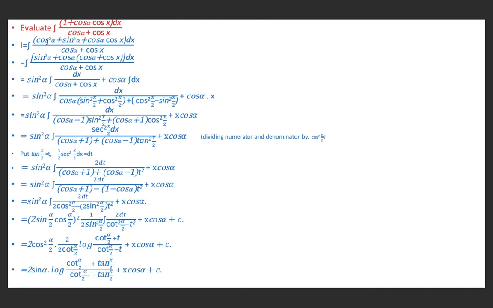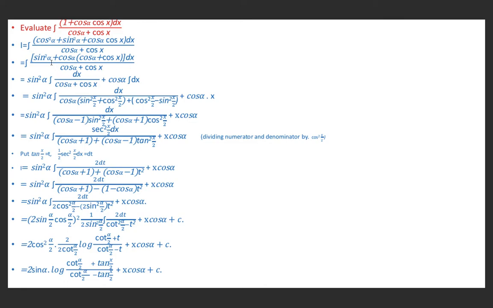Now I can take cos alpha in common in the first and third term. See, cos alpha is common. So here we can write sin square alpha, then cos alpha into cos alpha, if you take cos alpha common, plus cos x. So this expression becomes sin square alpha plus cos alpha into (cos alpha plus cos x) upon cos alpha plus cos x. So write it into two parts. By the property of integration, we can write it into two integrals.